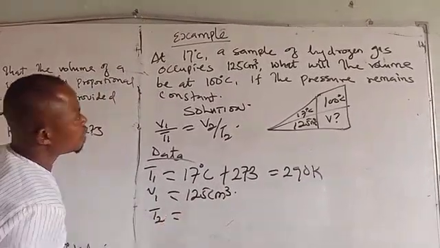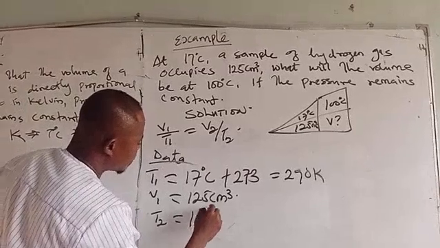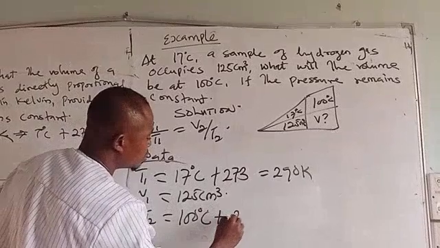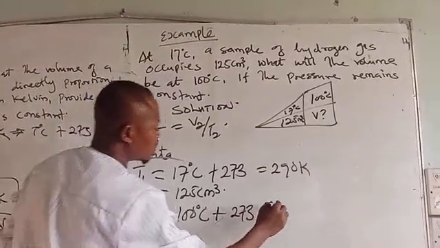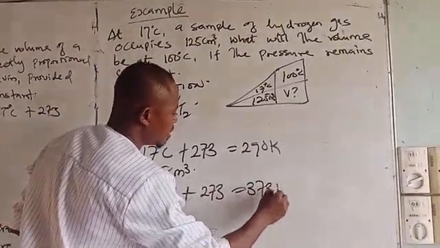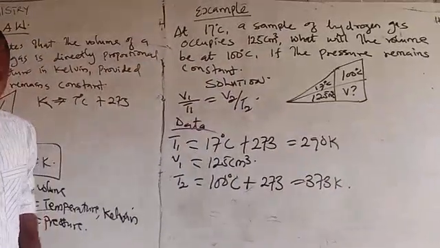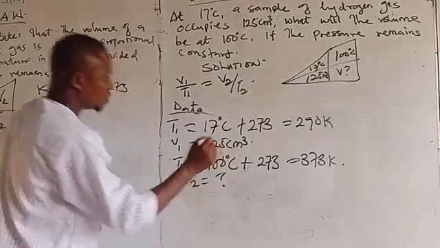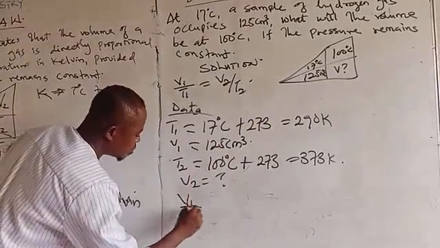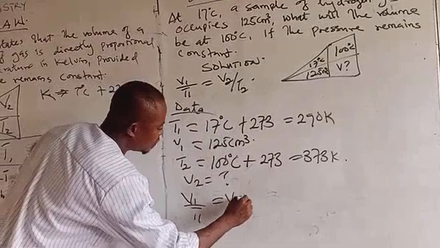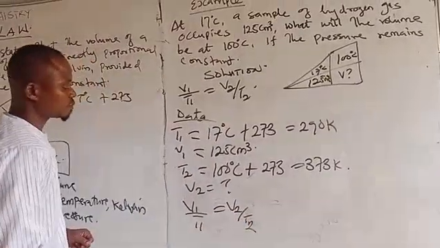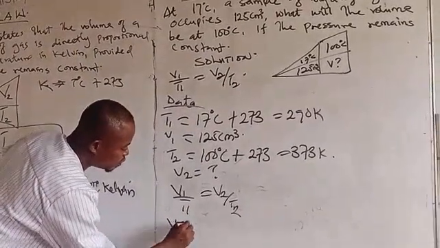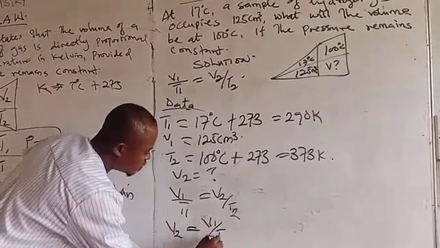T2 will be equal to 100 degrees Celsius, 100 degrees Celsius plus 273, and this equals 373 Kelvin. We are converting it to Kelvin, that's why we're adding that 273, and then we're looking for V2. So that from V1 over T1 equals V2 over T2, we'll make V2 the subject of the formula.